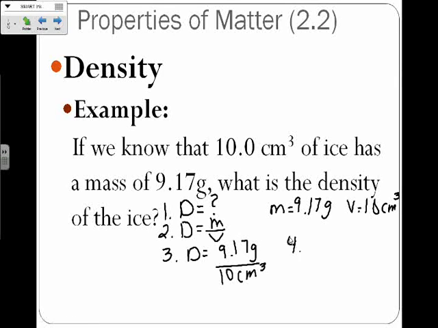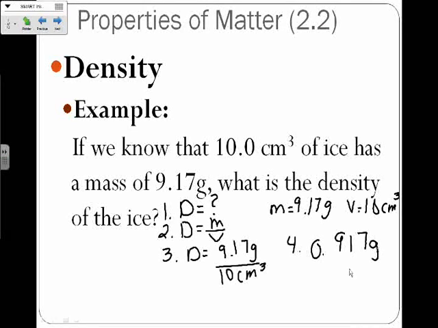Now immediately, if they had not told you this was ice, you could tell it was a solid because of the centimeters cubed. Now step number 4 is solve. So we go ahead and solve 9.17 divided by 10 centimeters cubed, and that's going to give us 0.917 grams per centimeters cubed. Remember, it was G over centimeters cubed in our problem, so that's going to be our units that we end with. You keep them the same right here. So G over centimeters cubed are actually your units, and we say that as grams per centimeters cubed.